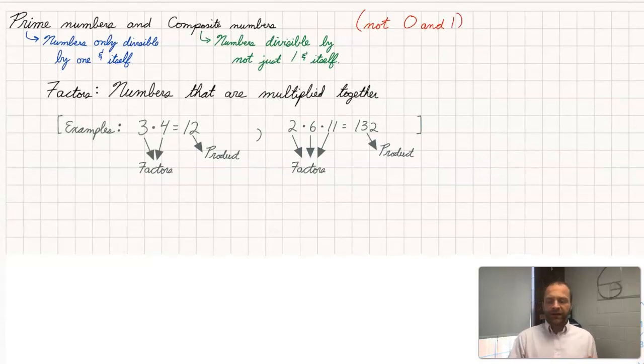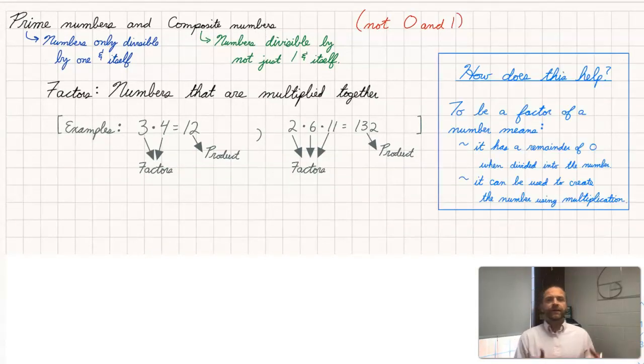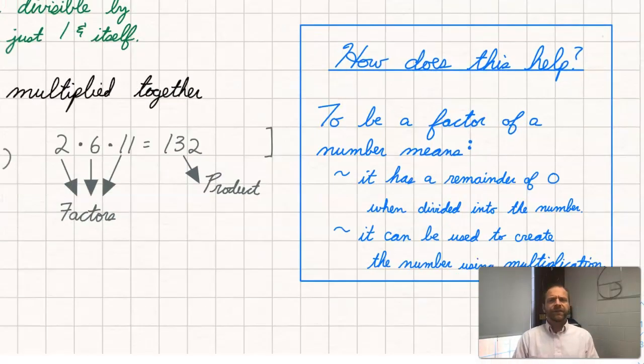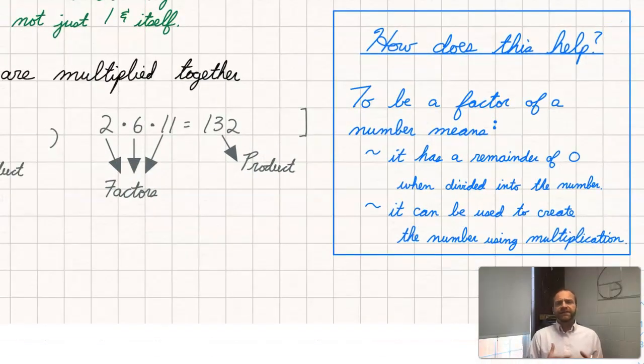So let's look at one more thing. Now, how is this used when we're dealing with factors and dealing with prime and composite numbers? Well, to be a factor of a number means that it has a remainder of 0 when you're dividing into that number. So if I want to take 150 and divide by 10, the end result of that would be 15 with no remainder, which means that 10 is a factor of 150. So to be a factor means that when you divide, it has a remainder of 0.